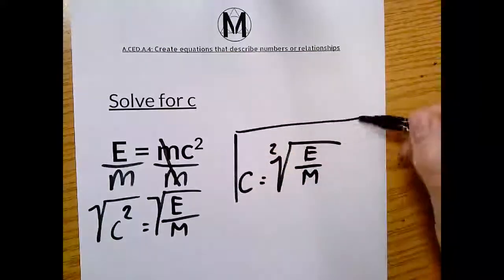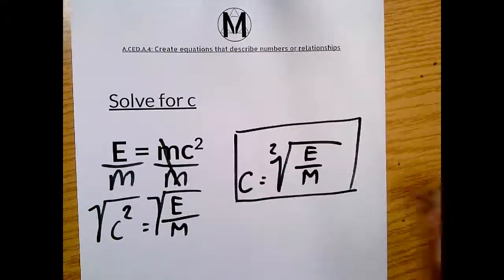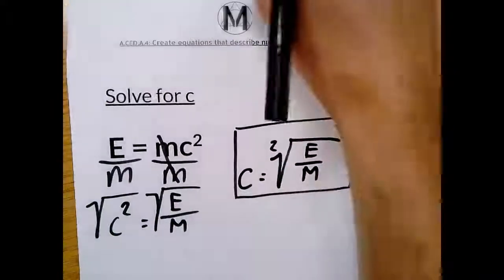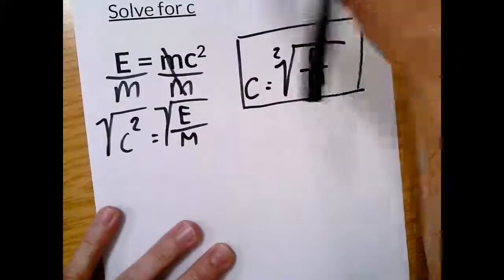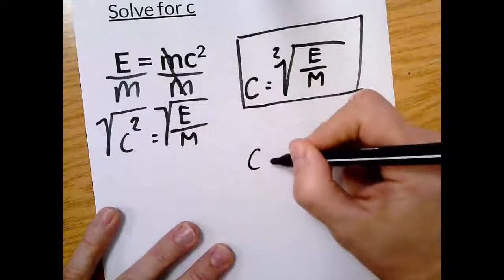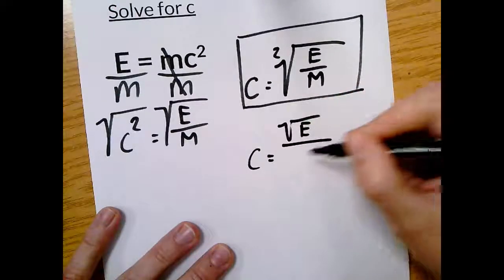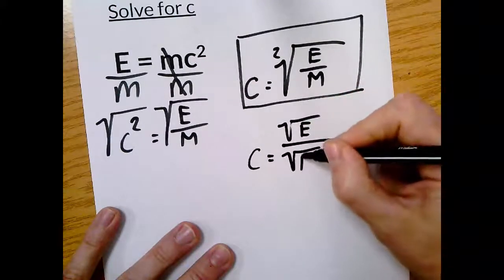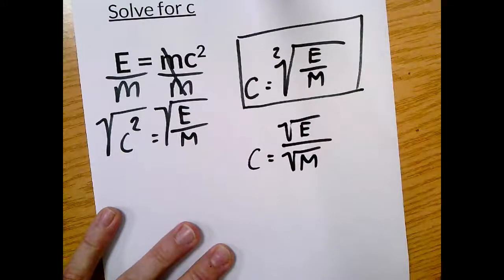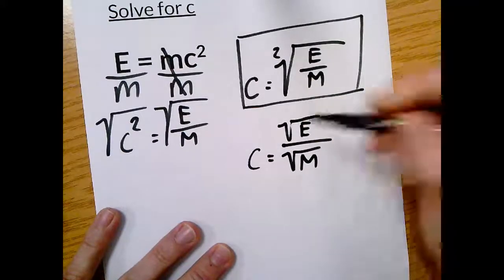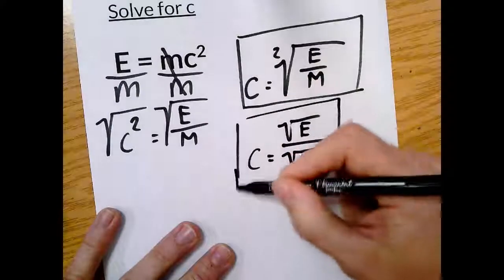There you go. Also, just so we're all on the same page here, you could have also written your answer, let me come down a little bit, you could have also written your answer like this. C is the square root of e over the square root of m. That works too. All right, so there you go. Same answer, 2 different ways.